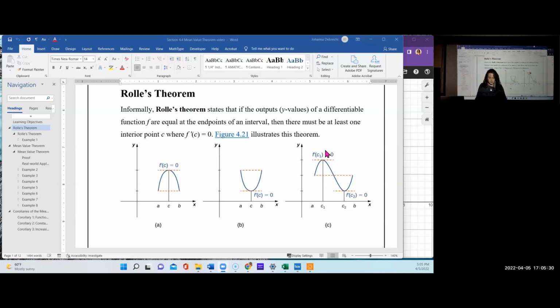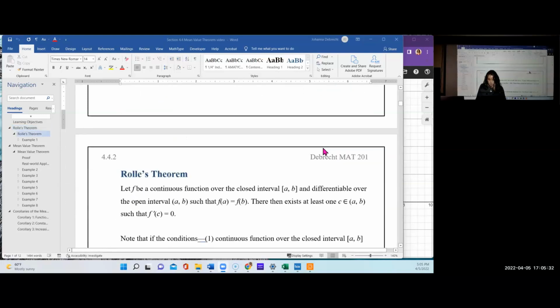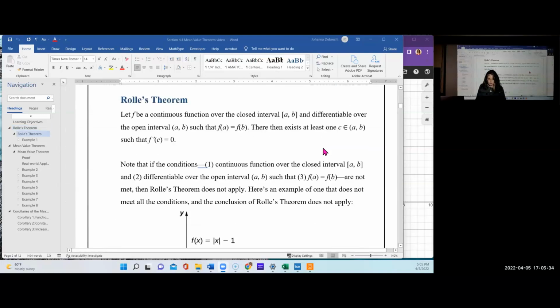This is Rolle's theorem. Now we want to state Rolle's theorem more rigorously. Let f be a continuous function, so we have no holes, no jumps, no displaced points, no vertical asymptotes, over the closed interval from a to b. So that means that it's continuous from the right at a and continuous from the left at b. That means the function exists, the two-sided limit exists, and they're equal to each other.